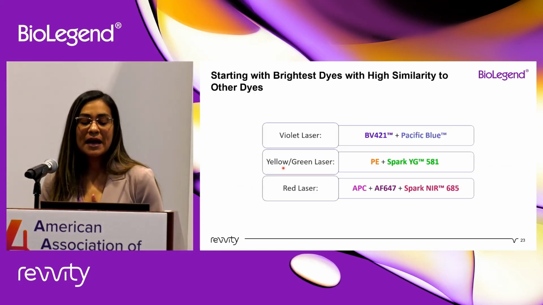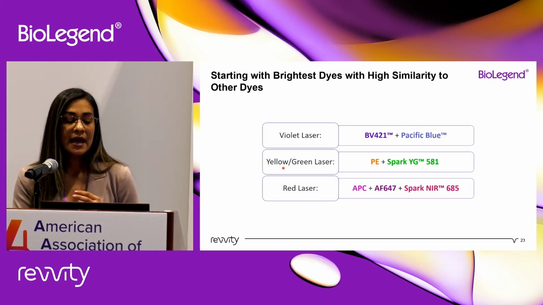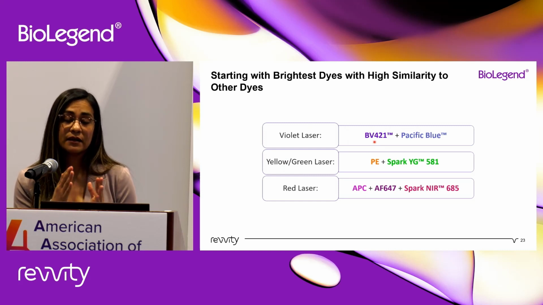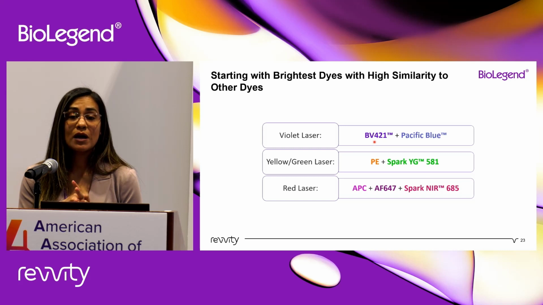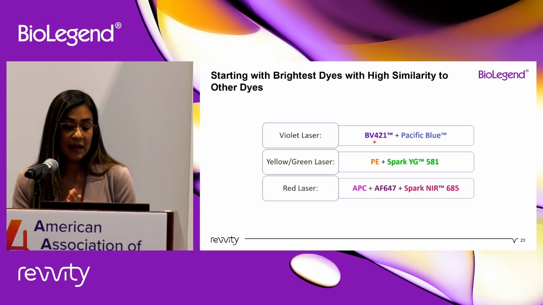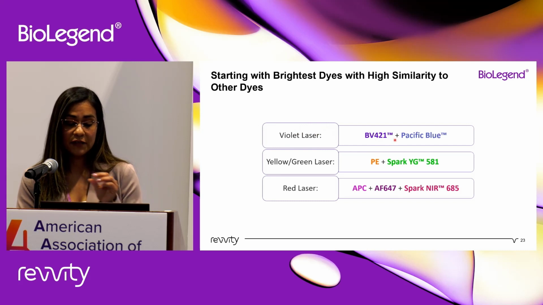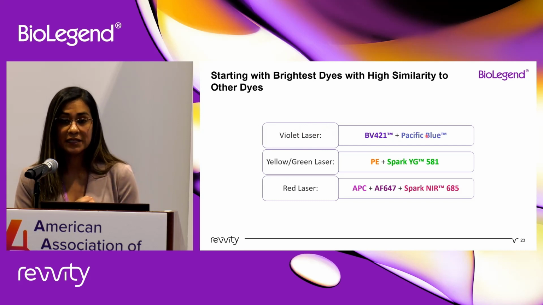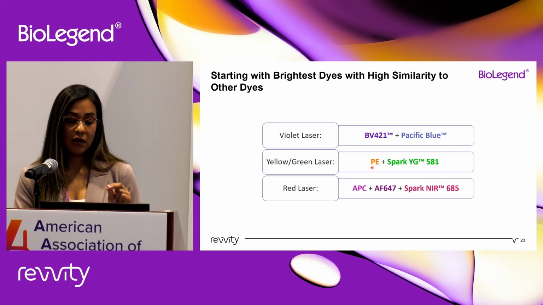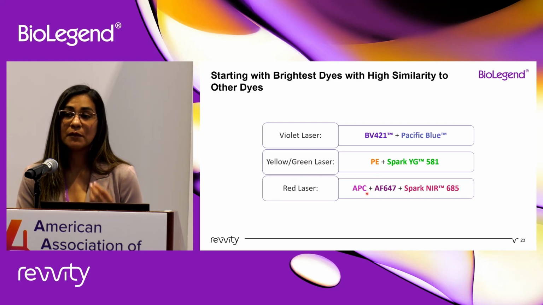Now, when working on this panel, the first step will be to identify those markers that are the brightest, and what are the markers that are very similar to those or that have a similarity index higher than 0.8, because we want to start assigning the markers for those as our first step. And I have summarized here, for example, from the violet laser, we are going to have the combination of Brilliant Violet 421 with Pacific Blue. In the yellow-green laser, we are going to have PE and Spark Yellow-Green 581. And in the red laser, we have the combination of APC, Alexa Fluor 647, and Spark NIR 685.